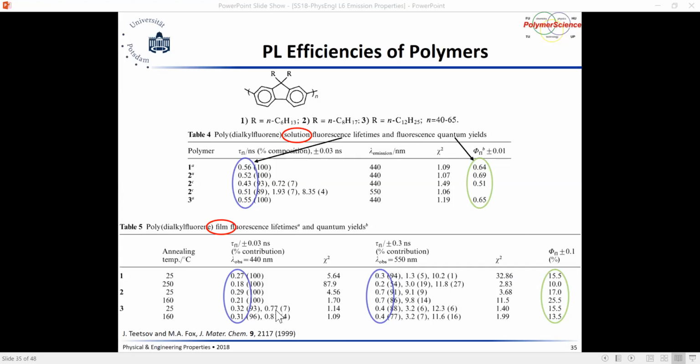Any guesses why? This is rather consistent. It's not just for this example. Usually as we go from solution to film, we lose quantum yield. Any guesses why that might be? It's because when we make a film, we increase the channels for, say, aggregation or self-trapping. And most of these would actually have non-radiative transitions. For that reason, your quantum yield of fluorescence goes down.